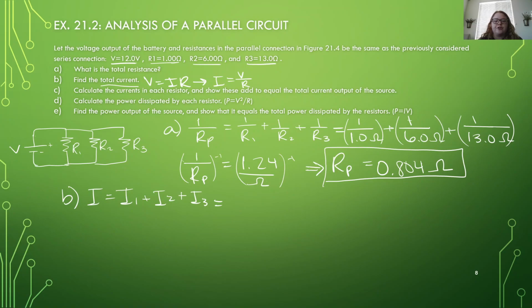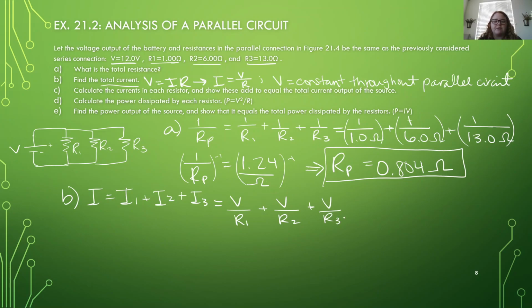And our voltage, remember that our voltage stays the same. So V is constant throughout a parallel circuit. Okay. All right. So this will be V over R1 plus V over R2 plus V over R3.